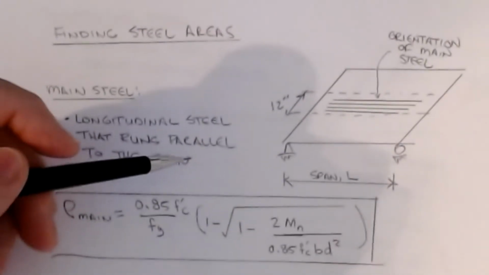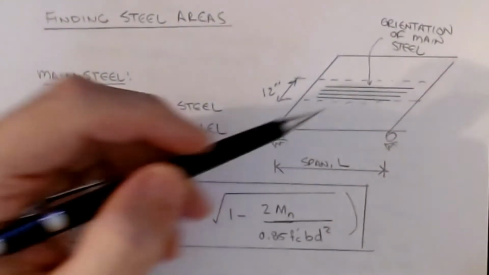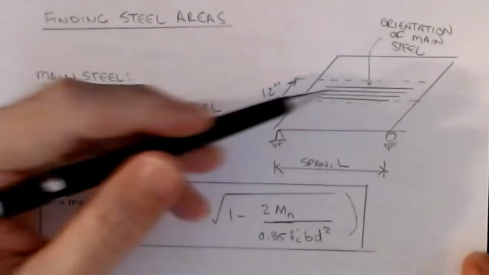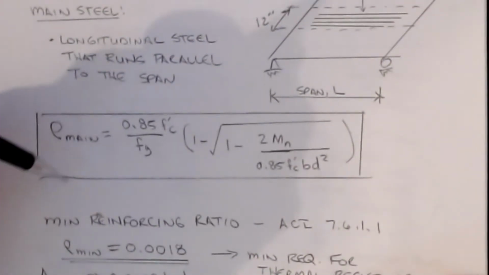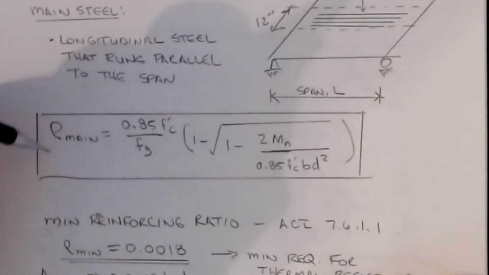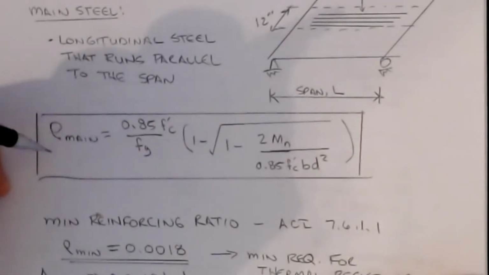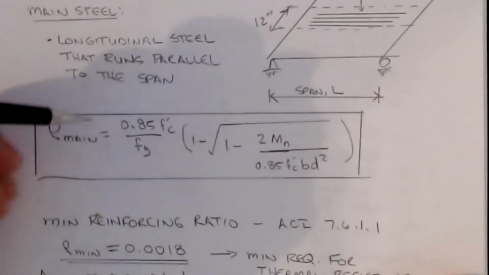Those are the ones that are being used for strength, and that's how we're going to calculate those. So it runs parallel to the span. We calculate things in terms of a reinforcement ratio for the main portion, because again, we're not looking for a total area of steel, although I guess we could by taking a 12-inch width.